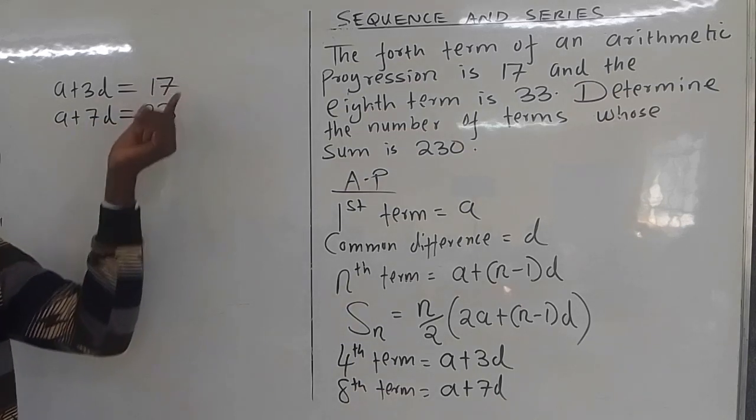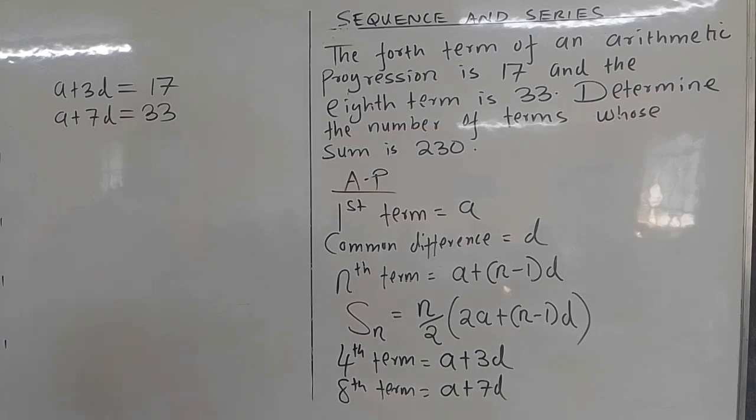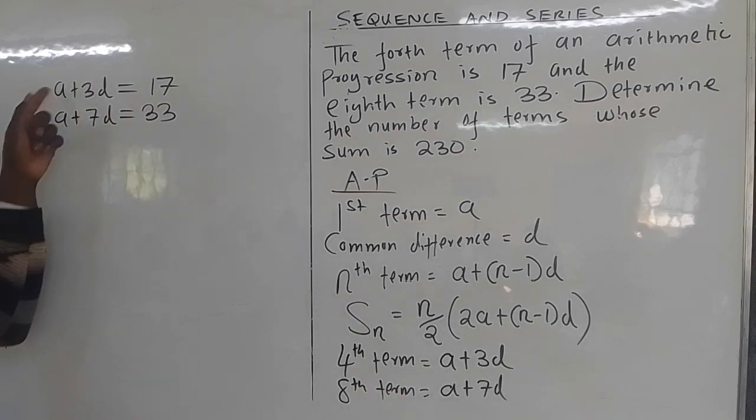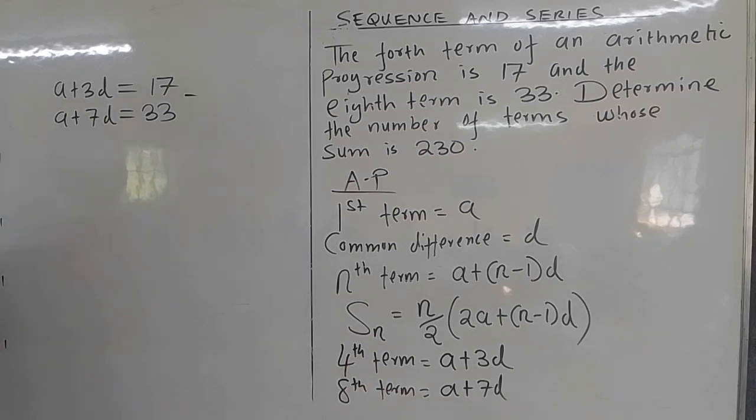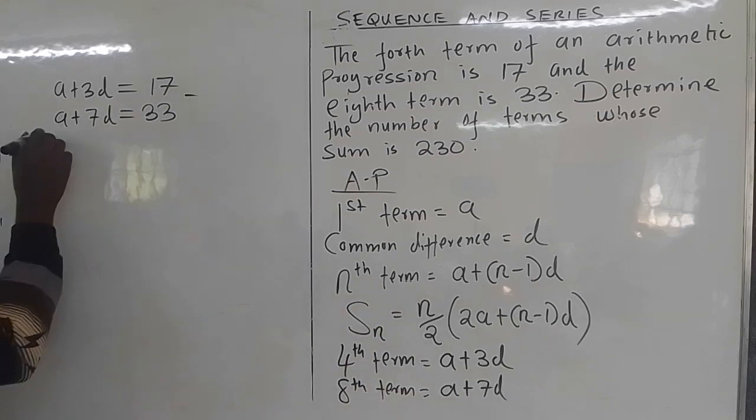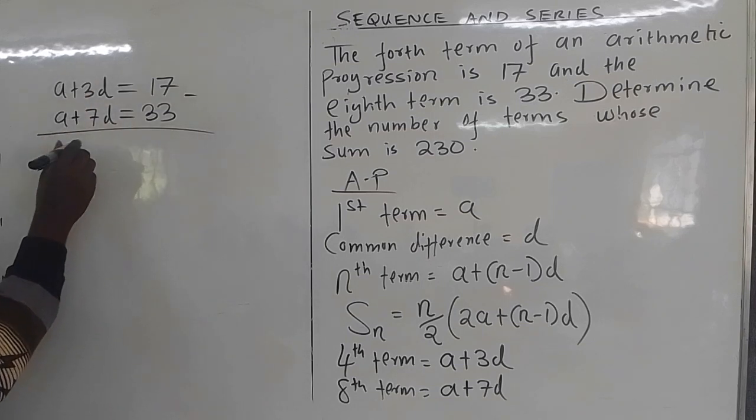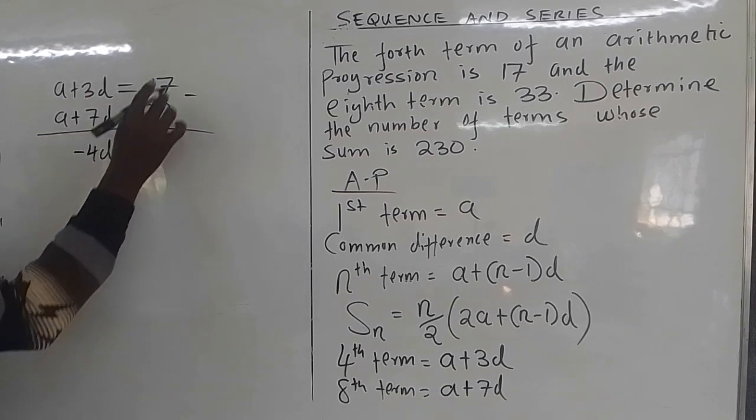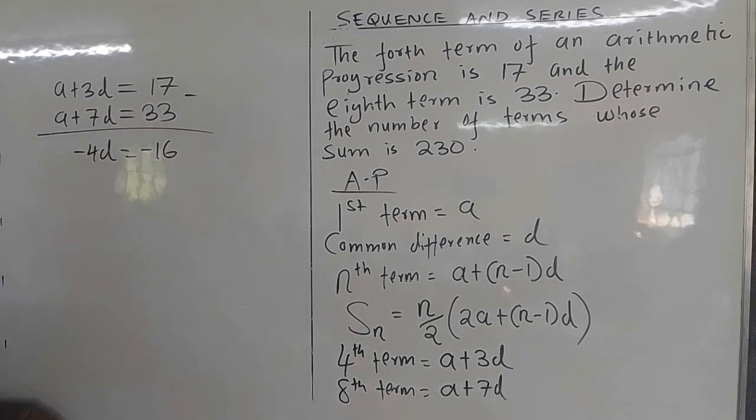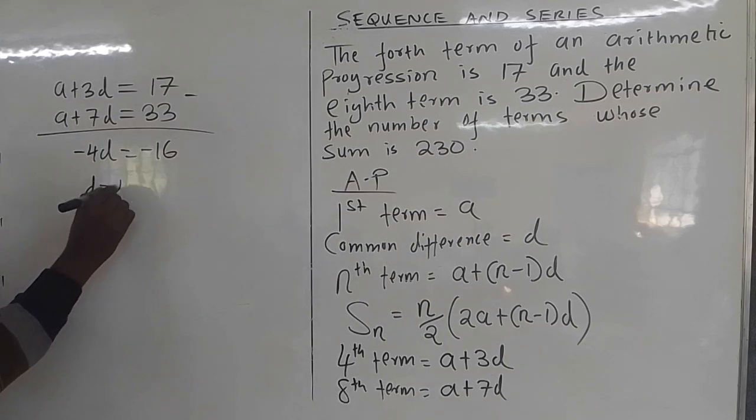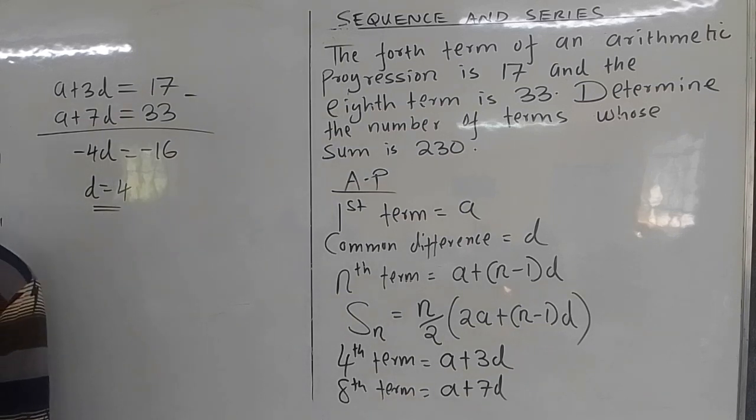So from these two equations, you can solve with either method to get the value of A and D, isn't it? If I look here, elimination is very simple to eliminate A, isn't it? Elimination by just subtracting the two equations. We are solving the simultaneous equations, isn't it? Yes. So if you subtract to eliminate A, 3D minus 7D is negative 4D, and 17 minus 33 is negative 16. So for you to get D, you divide both sides by negative 4, isn't it? Then you get D to be? D is 4.